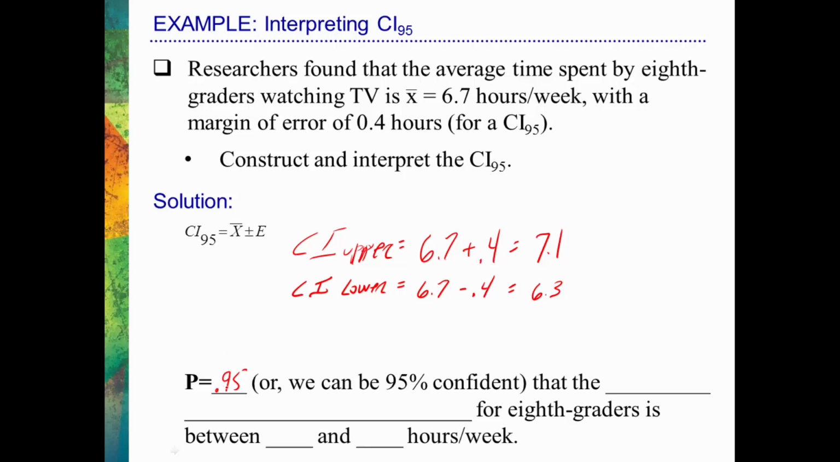So the probability is 0.95 that the population mean time spent watching TV.